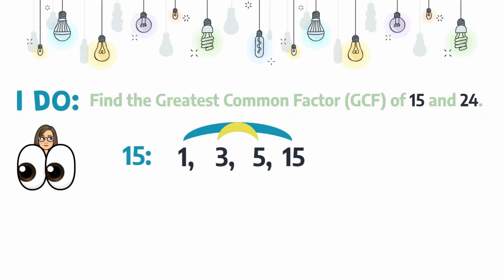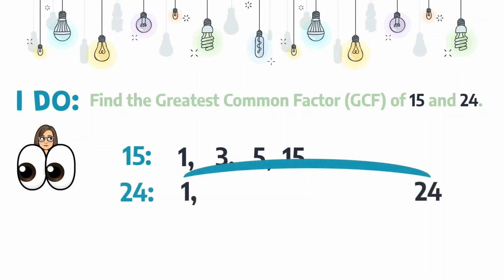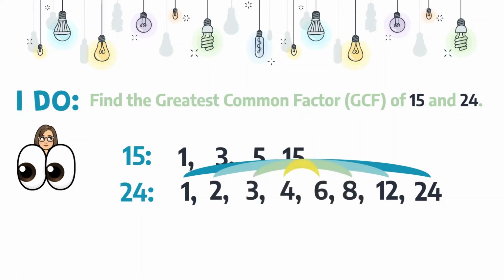Okay, same process for 24. 1 times 24, 2 times 12, 3 times 8, and 4 times 6. They each have their pair.